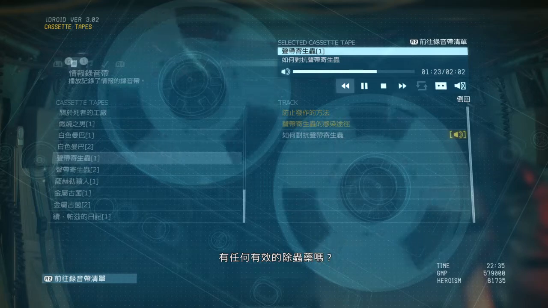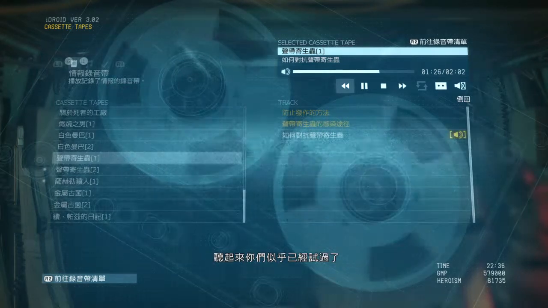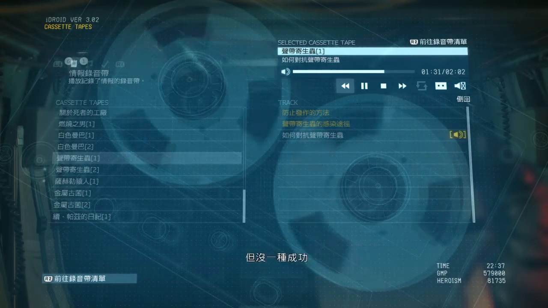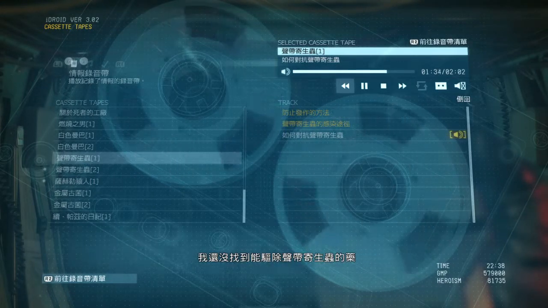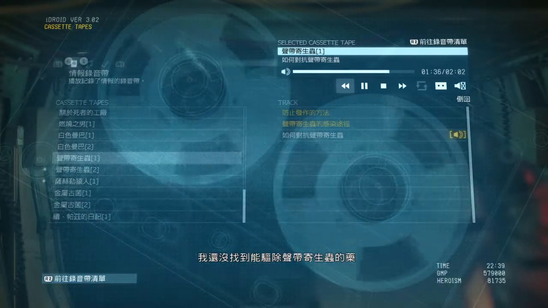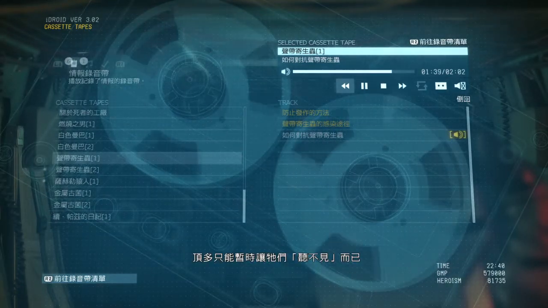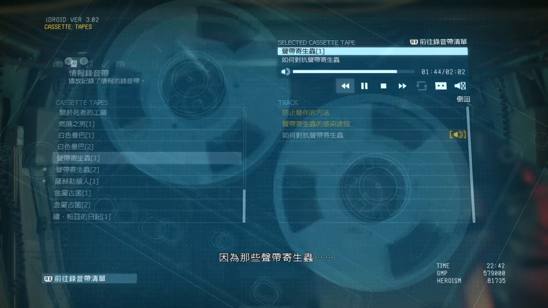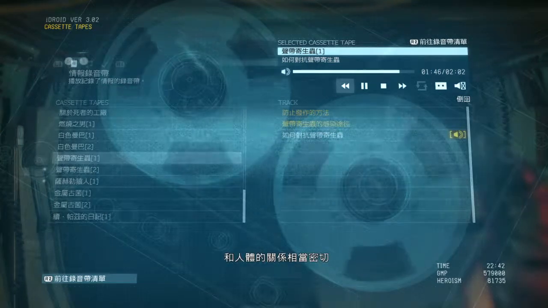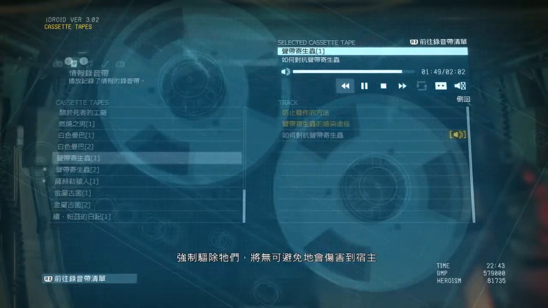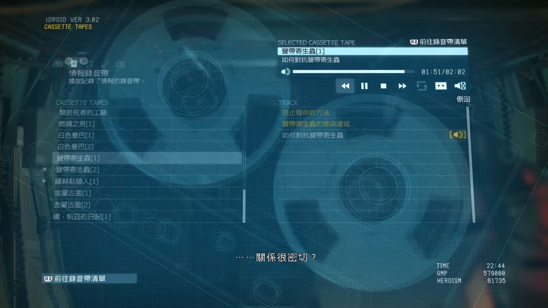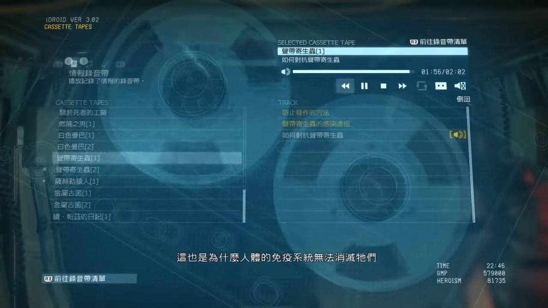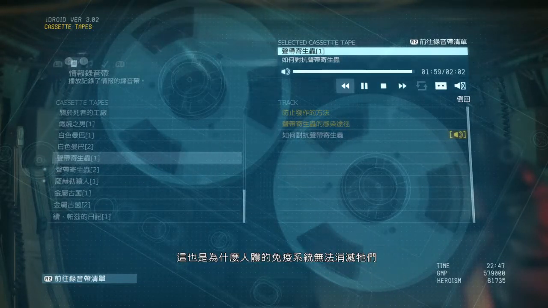Do any antiparasitics work? It sounds as though you have already tried. Yeah. We tried every one there is, and nothing. I have yet to find a medicine that can remove the parasites. At best, it temporarily covers their ears. Why is that? Because the parasites are companions to us. To remove them inevitably harms the host. Companions? More than you think. And this is why the human immune system cannot eliminate them.